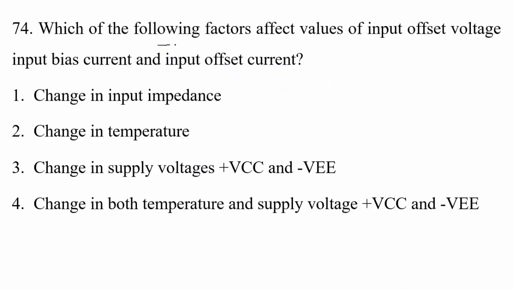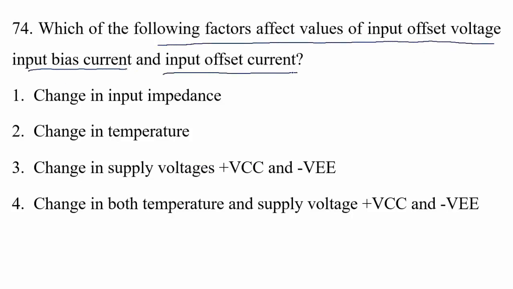74th question, which of the following factors affect the values of input offset voltage, input bias current and input offset current? The parameters that affect them are change in temperature and change in supply, that is plus VCC and minus VEE. Most of the cases you take the magnitude of VCC and the magnitude of VEE as the same. If you are going for a same supply design, you can go for plus or minus 5 volt, plus or minus 10 volt, plus or minus 15 volt, plus or minus 20 volt. Most of the cases you take the magnitude as same.